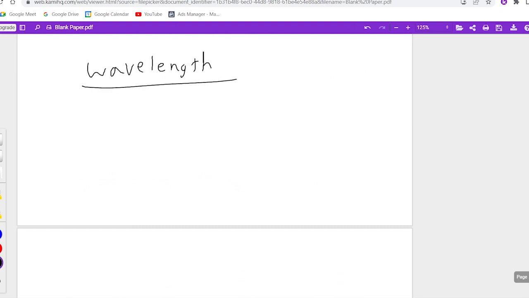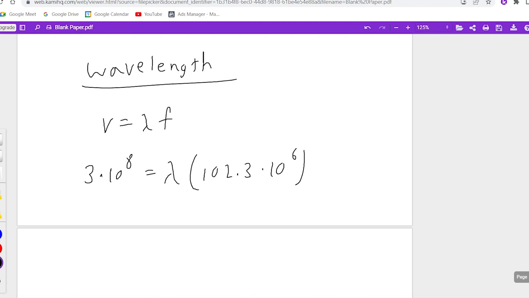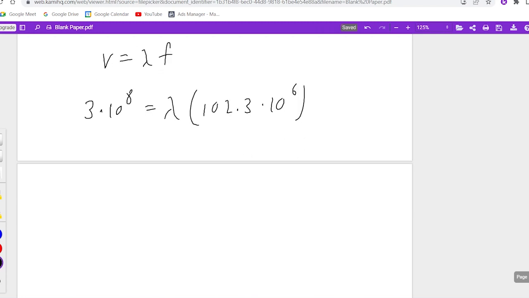we have to use the wave speed equation, v equals lambda times f. And the reason why we're using this is because we know the v, the speed, it's the speed of light, as we said earlier, 3 times 10 to the 8th is equal to lambda, which is what I'm solving for, times the frequency, 102.3 times 10 to the 6th power. And all you need to do now is divide both sides by 102.3 times 10 to the 6th. When you do that successfully, lambda is going to equal 2.93 meters.